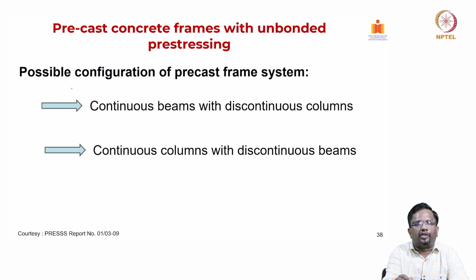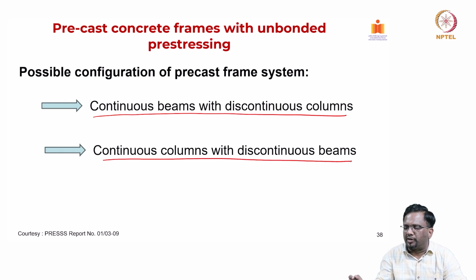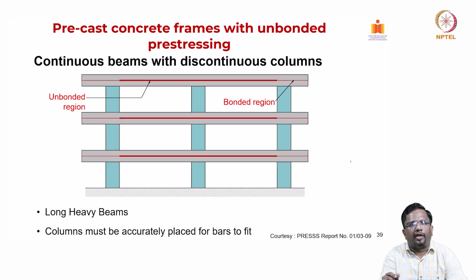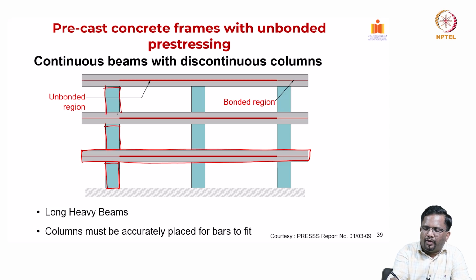Now, what are the possible configurations of a precast frame system? We can have continuous beams with discontinuous columns, or I can have continuous columns with discontinuous beams, right? So let's look at it. For example, here I have continuous beams with discontinuous columns. So what is the meaning of that? You see here, the beam is one single element which goes from one end to another. However, if you look at the columns, they are all discontinuous. These are single elements and they are connected together.